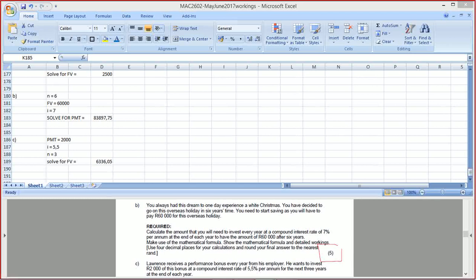Where was that formula? Oh, that's the first book, not the second book. Wrong book. The first book had the time value of money. This is present value, future value of an annuity. It's on page 83.